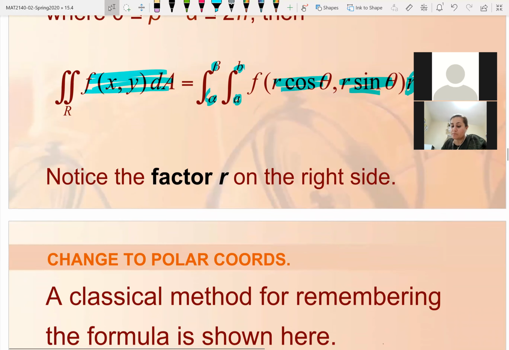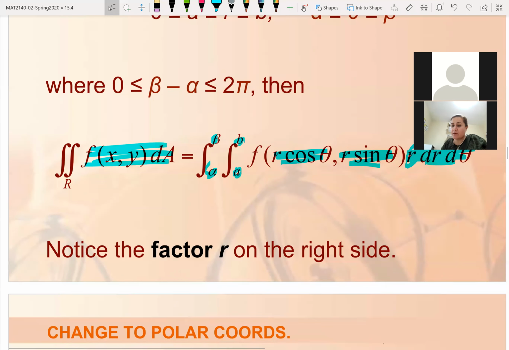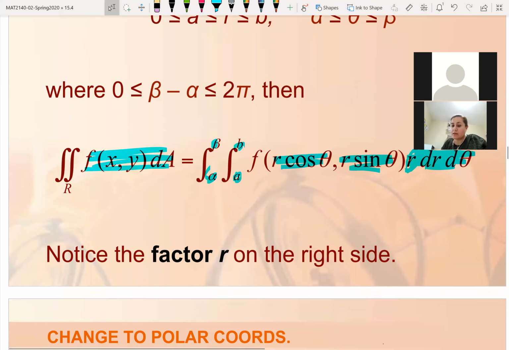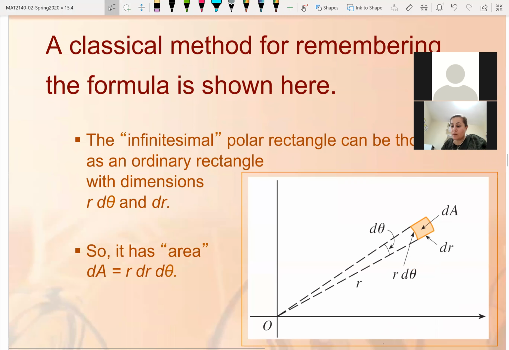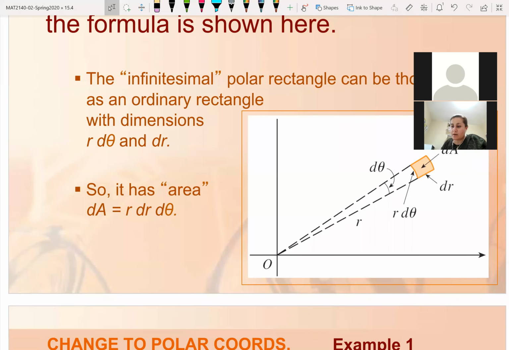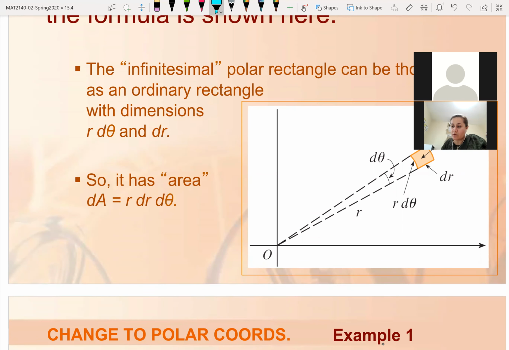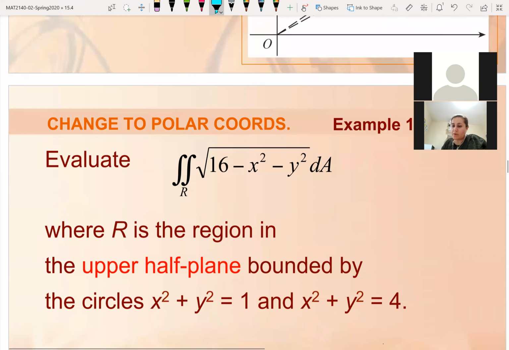Okay. Is there any question about this one? So this is the main thing that we need to remember. Is there any question? Okay, one more time, to remind us why that extra factor is right there: because that's not a perfect rectangle. So it's not width times length, the width and length is r d theta. So that's just to remind us, and that's my first example.